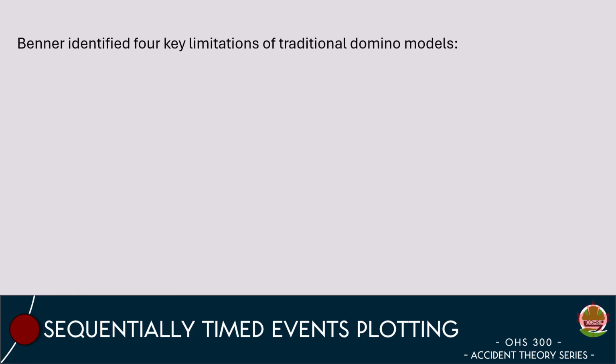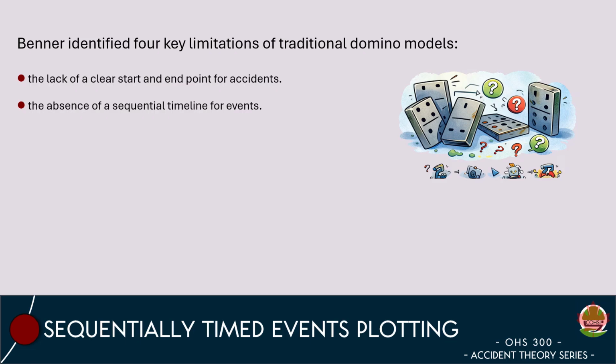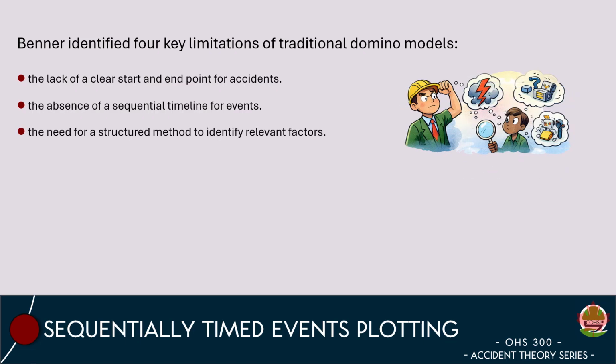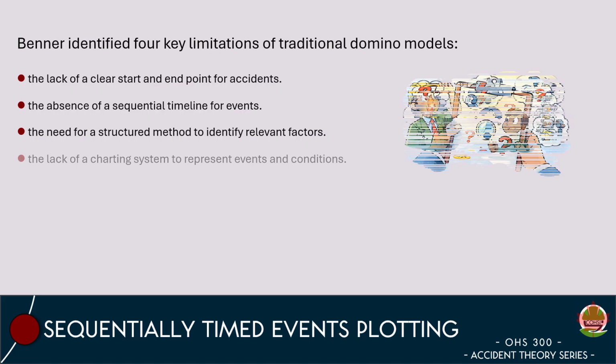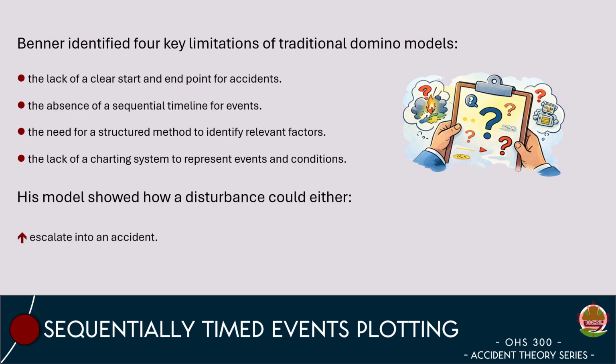Benner identified 4 key limitations of traditional domino models: the lack of a clear start and end point for accidents, the absence of a sequential timeline for events, the need for a structured method to identify relevant factors, and the lack of a charting system to represent events and conditions. His model showed how a disturbance could either escalate into an accident or be effectively managed at various decision points, depending on the actions taken or not taken.